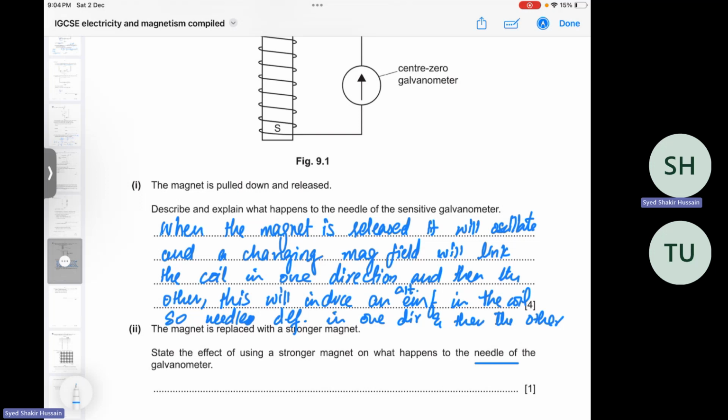So is the magnet moving or not? Definitely yes. The magnet is moving, but you have replaced the magnet with another magnet. Now this new magnet is doing the same thing as the previous one was doing. But since it's stronger as compared to the previous one, what will be the effect of this stronger magnet? It will make the needle deflect faster. No, it will make it deflect more. Maximum deflection, right? Not faster.